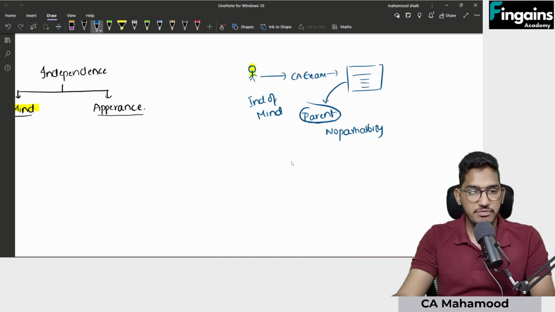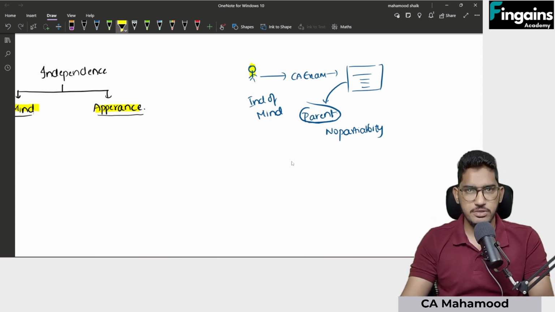But independence of appearance means you should be visible to be independent. You should appear to be independent. What do you mean by appearing to be independent, sir?